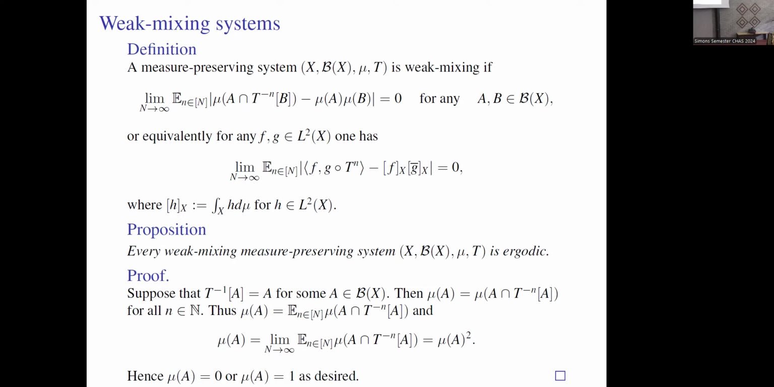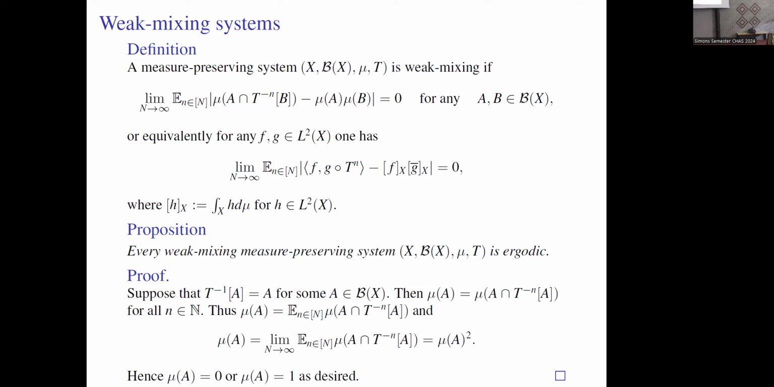Or equivalently, by some density argument, we can deduce that for all square integrable functions, we have this, where I will use the convention that this denotes the average of that. And of course, here this is the simple property, the implication that weak mixing implies ergodicity.